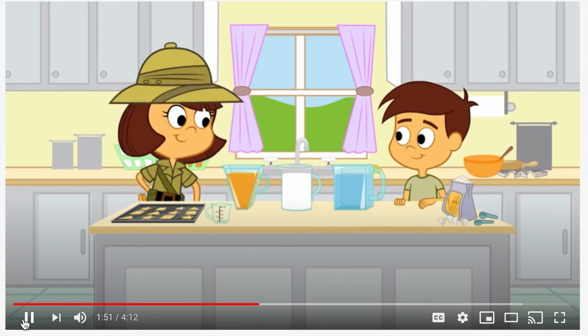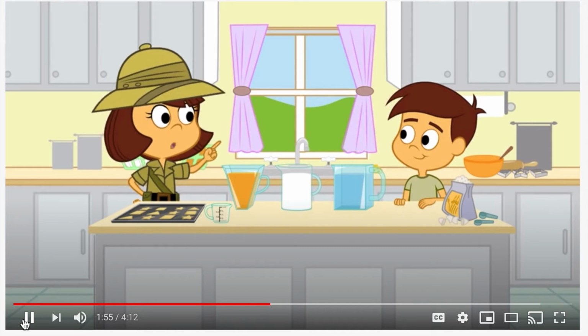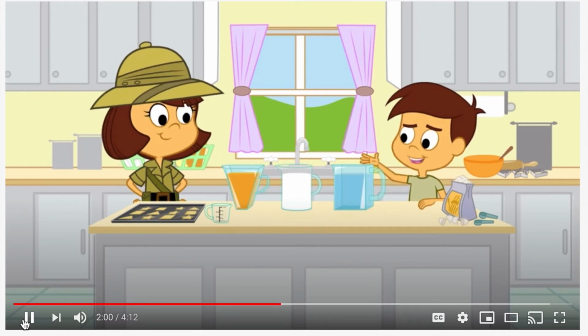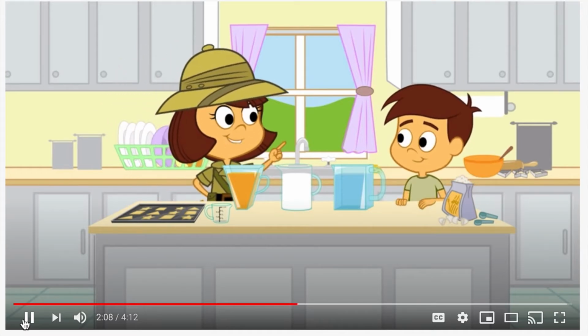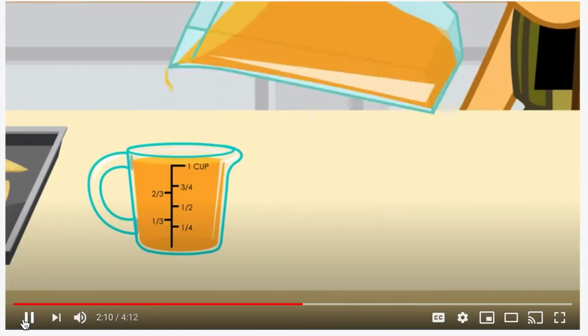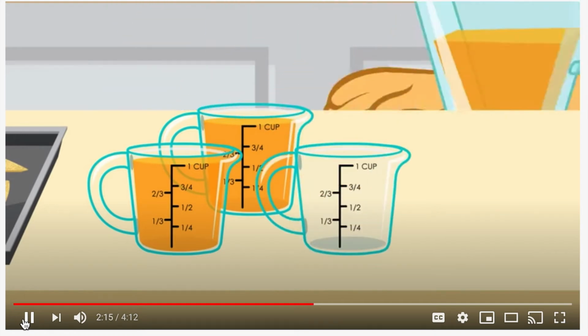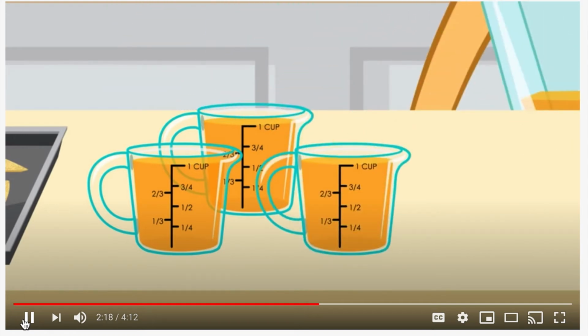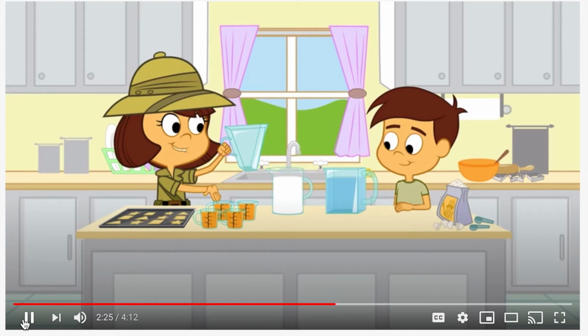You got it. So which of these pitchers has the most liquid inside? And remember what I said about different shapes. I can't tell which one holds the most because all the shapes are different. Right. Now let's use the measuring cup and find out. 1 cup, 2 cups, 3 cups, 4 cups. We measured 4 cups, so this pitcher had 4 cups of juice in it.